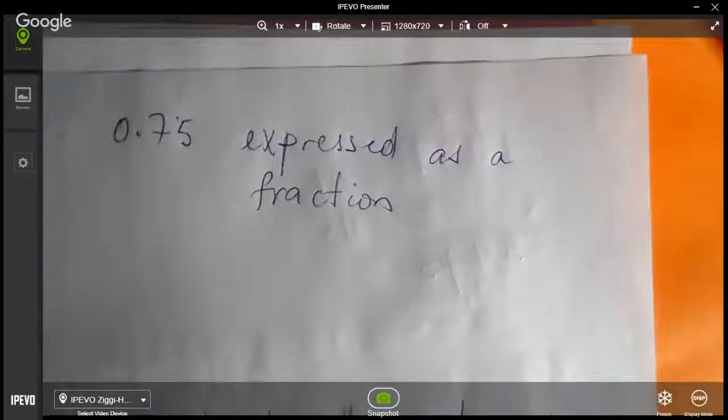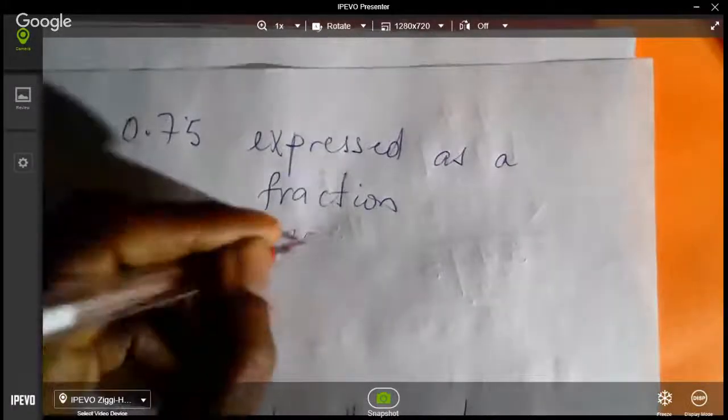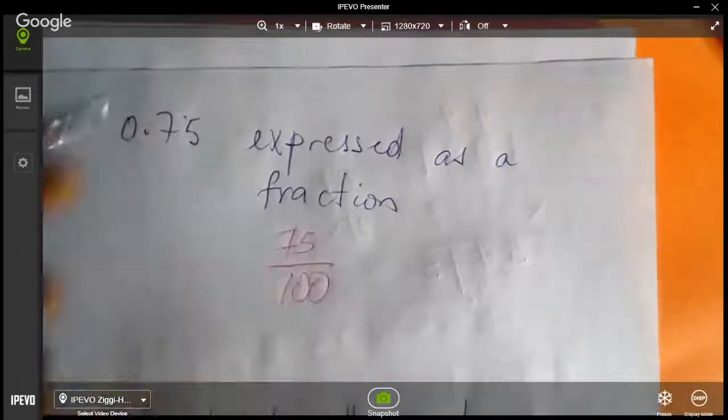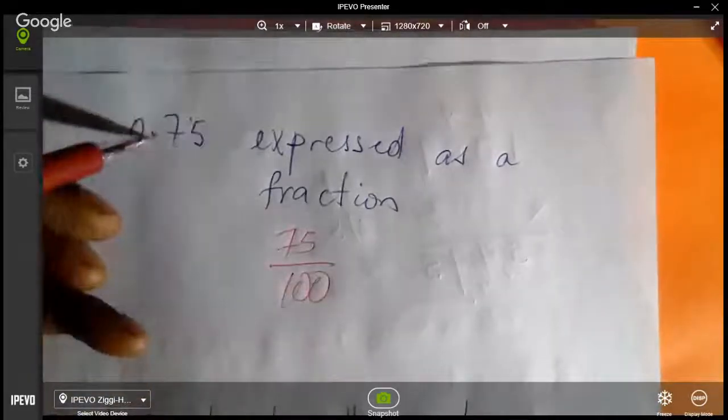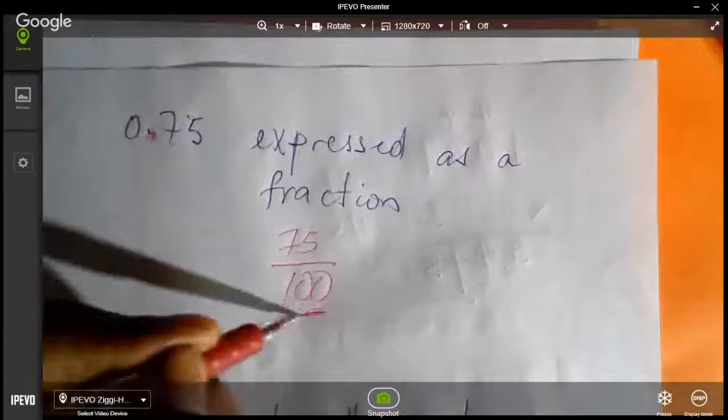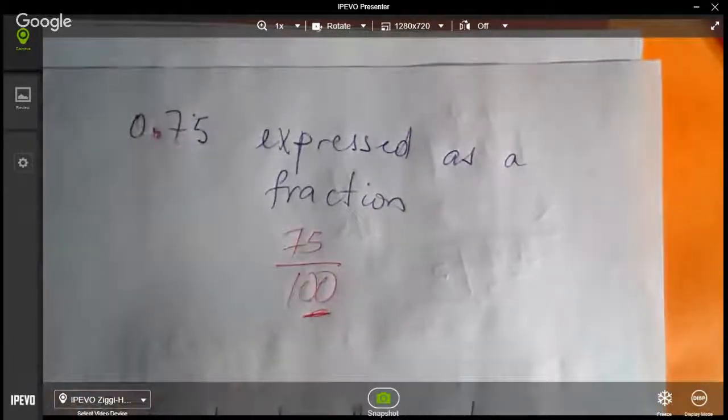Charlie, you're up. 0.75 expressed as a fraction. Sir, 75 over 100. Okay, that's simply 75 over 100. We have 2 places of decimal here, so we need the 2 zeros there. Yes, sir. All right.